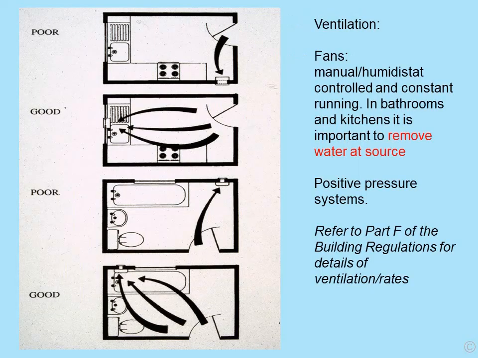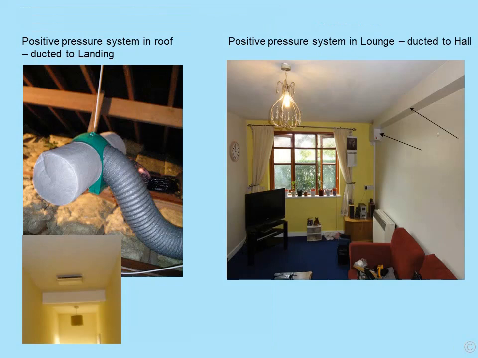How do we do that? Well, ventilation fans, manual or humidistat controlled, and constant running. The idea is to remove the water at source. This is especially important in bathrooms and kitchens. Positive pressure systems are another way of ventilating, and I refer you to Part F of the building regulations for details of ventilation rates for the different methods. Positive pressure system in the roof, it's ducted out onto the landing, and indeed another system, positive pressure in a lounge, and that's ducted out to the hall.